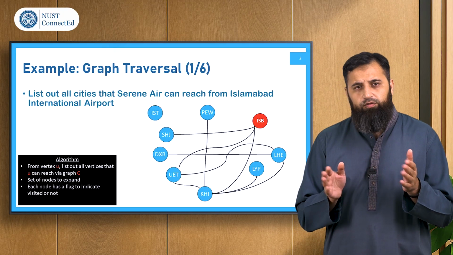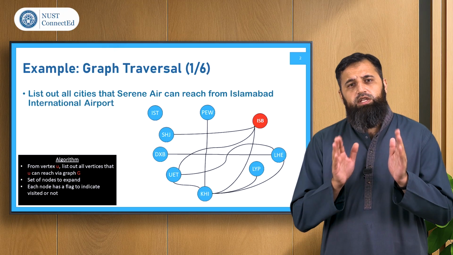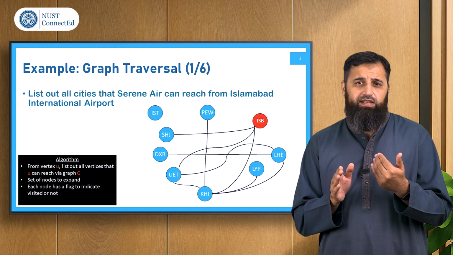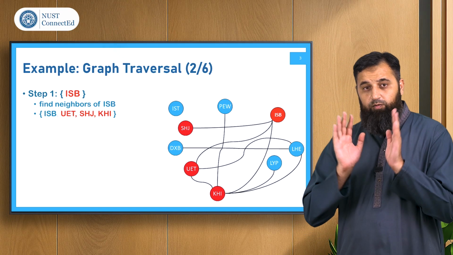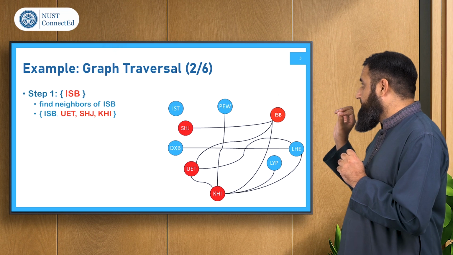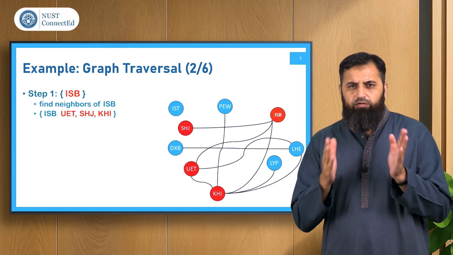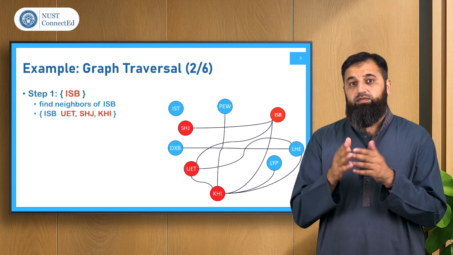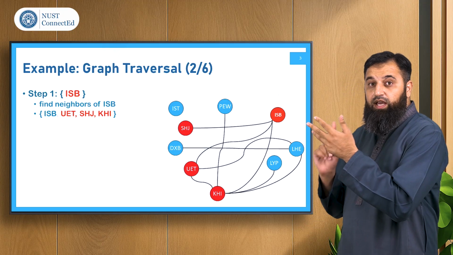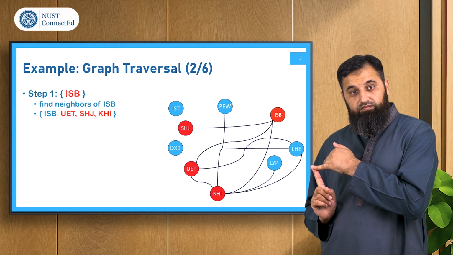We maintain a set of nodes to expand. Each node has a flag that tells us whether it has been visited or not. So step one, we start with ISB, which is Islamabad. We find the neighbors of ISB, and now our set becomes ISB, UET, SHJ, and Karachi.